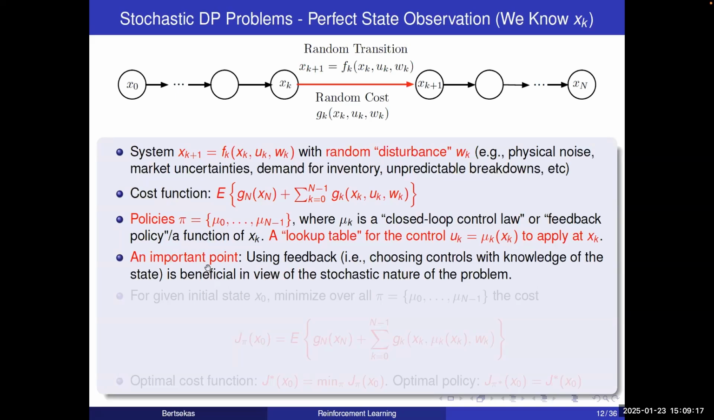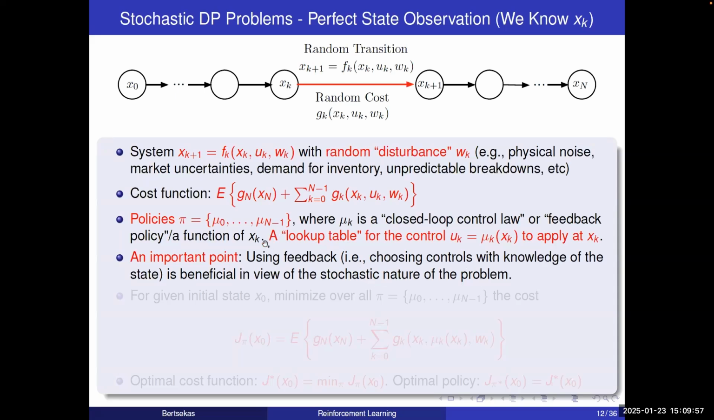Now, an important point is that using policies as opposed to sequences of controls gives you a genuine advantage in stochastic problems. The reason is that it doesn't pay to select blindly a sequence of controls when you are at x0, because even if you choose that sequence, you don't know what the next states are going to be. It's better to wait to see at what state you land, and then pick the control appropriately using this lookup table. This is called feedback. Choosing controls with knowledge of the state, and it's beneficial because of the stochastic nature of the problem.